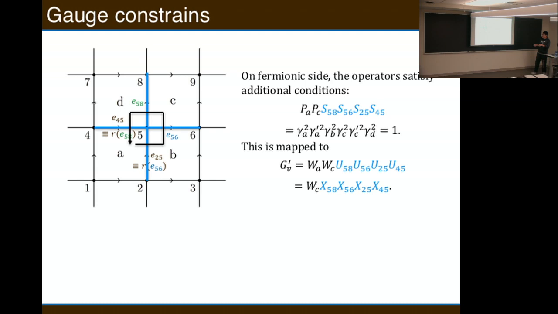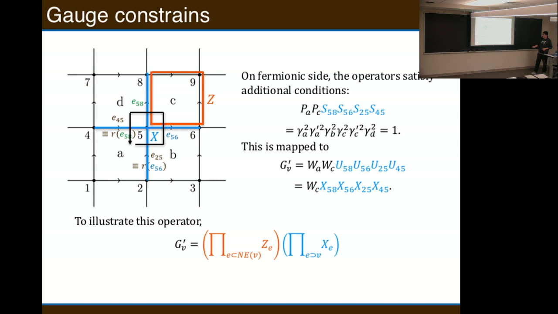So we need to impose this gauge constraint. This we call GV prime, and then we require on the D2 side that they satisfy this constraint. So it's a D2 gauge theory. We can visualize this gauge constraint. It contains two parts. The first one is the Z part, which is a product of Z around a face here. And then the X part is a product of X around its star. So this is our gauge constraint.